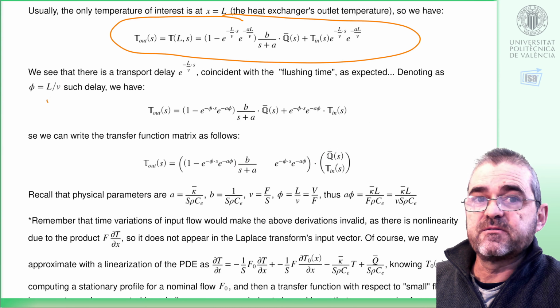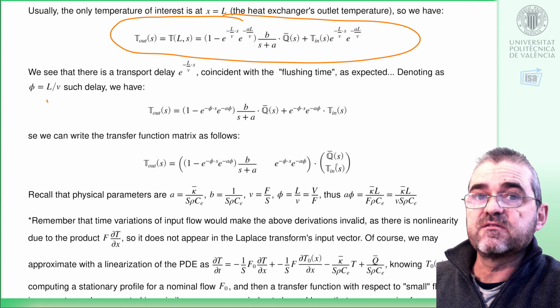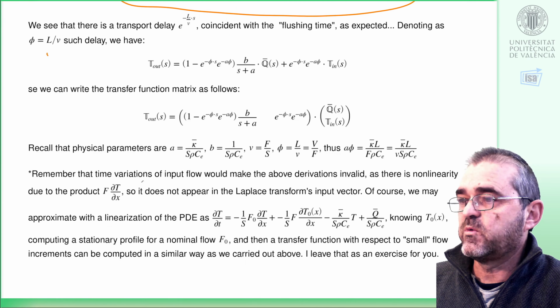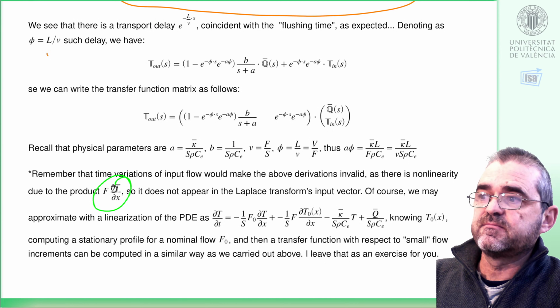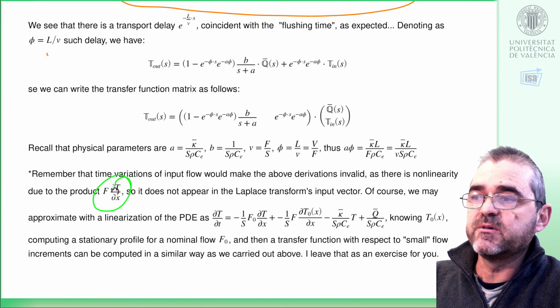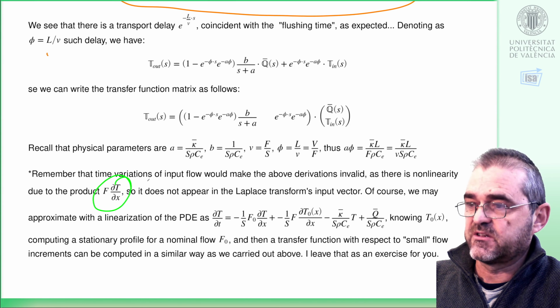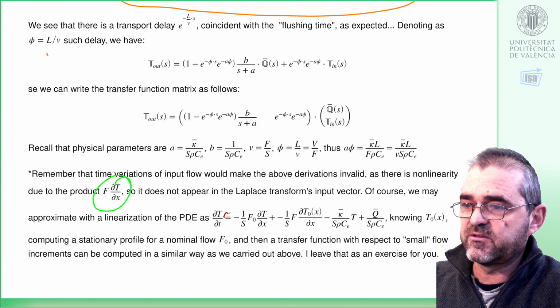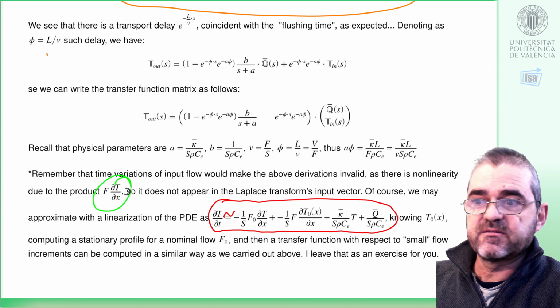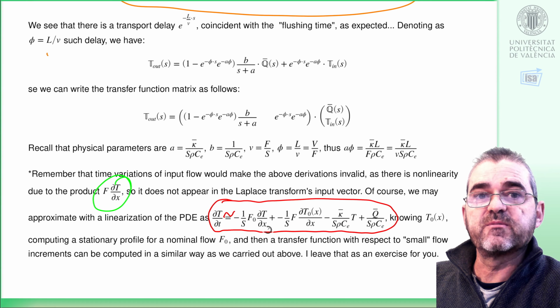As a last observation, all these developments are valid only for constant flow, because we had this product of flow times temperatures or its derivatives that makes it nonlinear if both flow and temperature are allowed to change. So in that case, we will need to linearize this product as the nominal flow times the partial of the temperature with respect to the position.